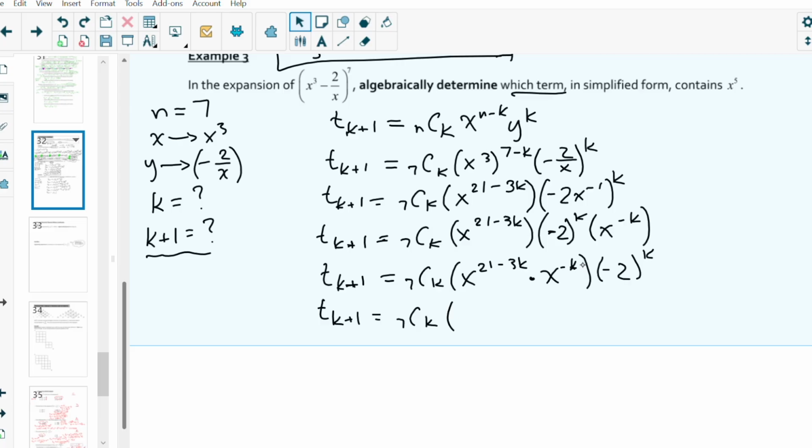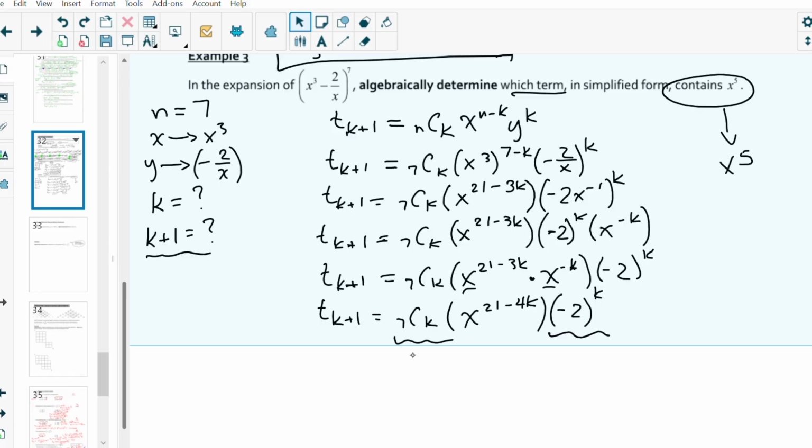So remember, product rule, we add the exponents when the bases are the same. So I have an x and an x base. I'm going to combine that base. 21 minus, when I combine the exponents, is 21 minus 4k. And what am I left with? Negative 2 to the k. Okay, let's look back. Contains the x to the 5th term. Well, that's going to be a constant. That's going to be a constant. So constant, constant. This is your variable term.